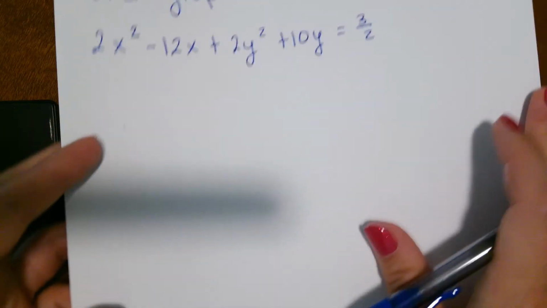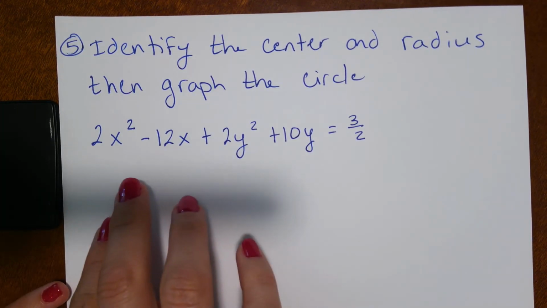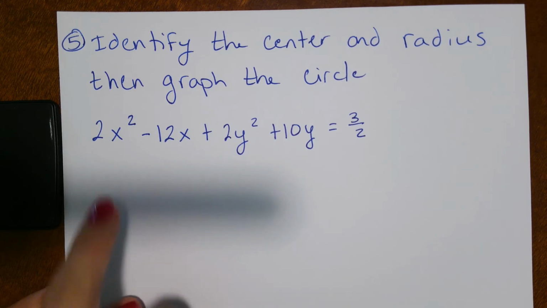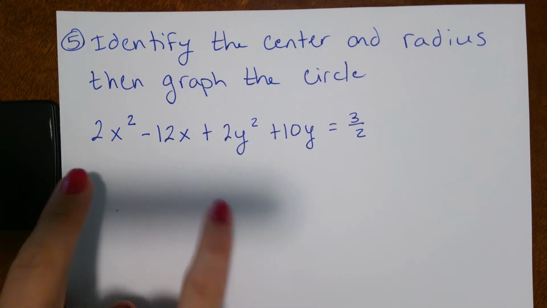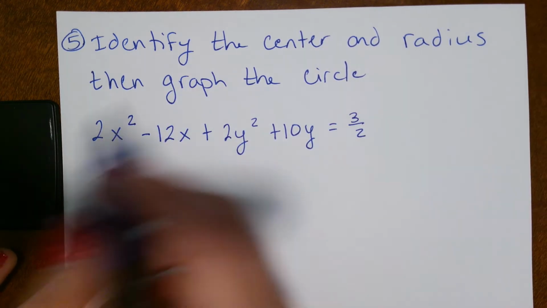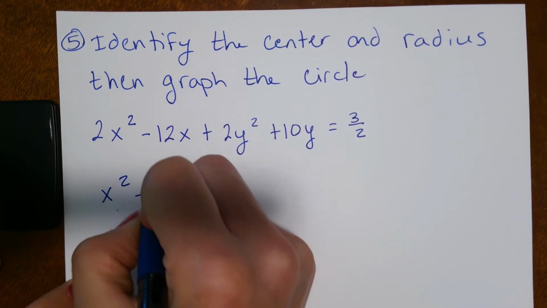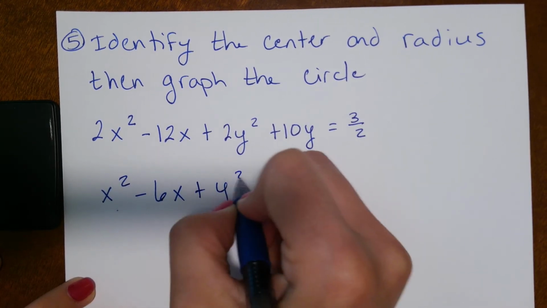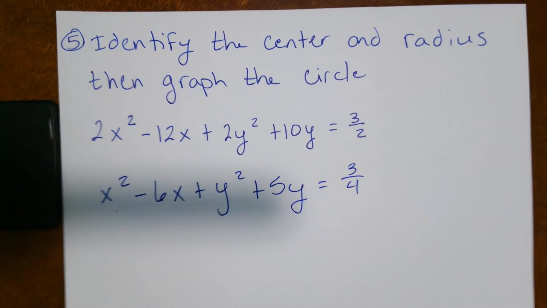Alright, so the last one, we need to identify the center and the radius, and then graph the circle. So we're given the equation in general form, we want to write it in standard form. Remember, with the circle, your squared values, x squared and y squared, need to have a coefficient of 1. They both have a coefficient of 2, so I'm going to start off dividing everything by 2. So that gives me x squared minus 6x plus y squared plus 5y equals 3 over 4. I divided everything by 2.